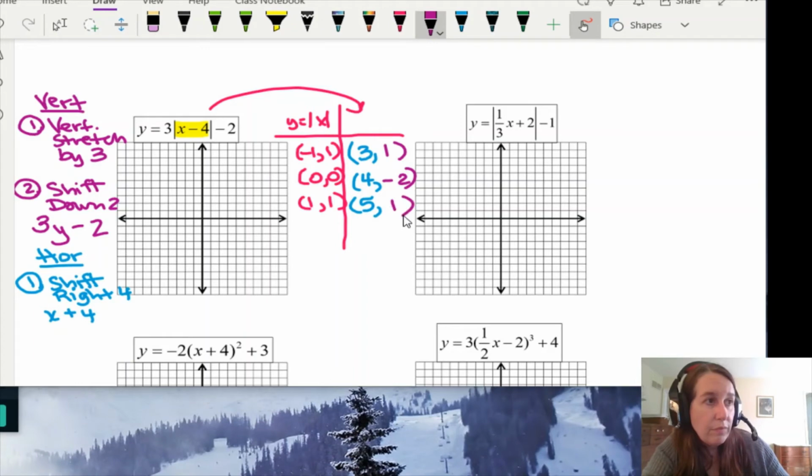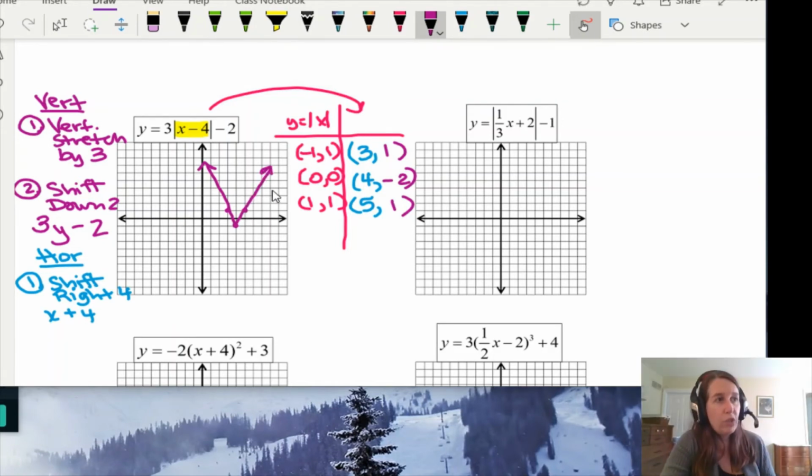Okay, so these are the points that I'm going to plot now. 3, 1, 4, -2, and 5, 1. I'll just plot it in purple, I guess. Okay, so 3, 1, 4, -2, and 5, 1. Okay, and then remember it's an absolute value, so it's made up of 2 straight lines that make it look like a V. It should still look like a V, it's just a different shape than the original V.